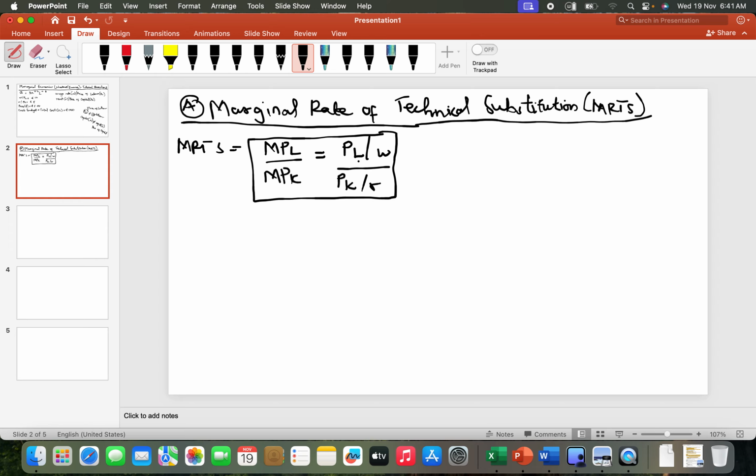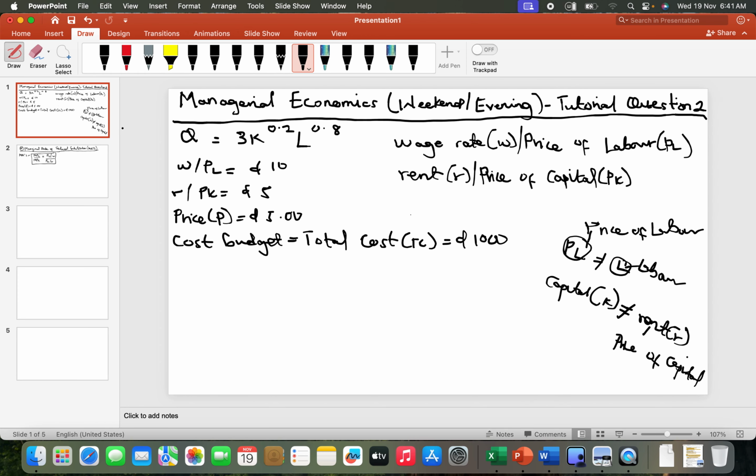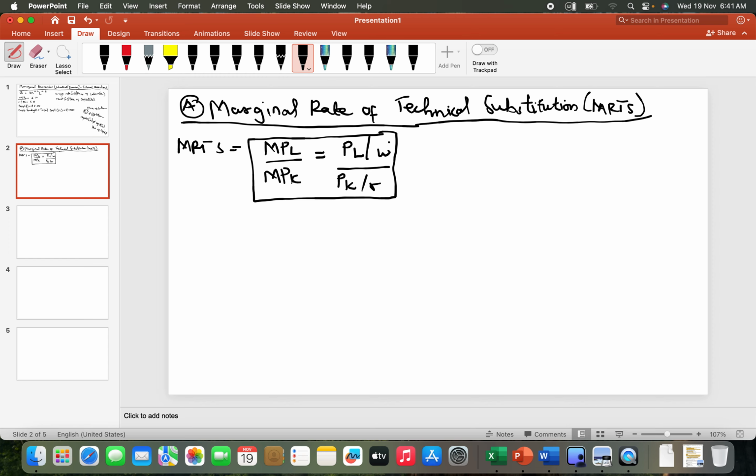Now, per the question, we were given price of labor, that is wages, to be 10. Rent, or price of capital, to be 5. So price of labor in the question is 10, and price of capital, or rent, is 5. Now, marginal product of labor and marginal product of capital were not given in the question. So it means we are supposed to calculate them.